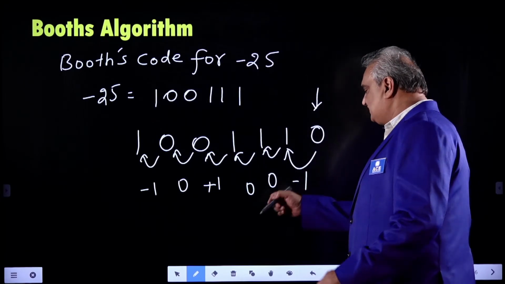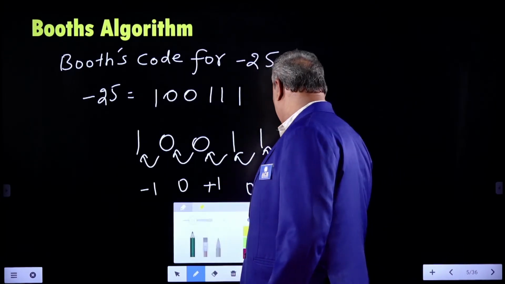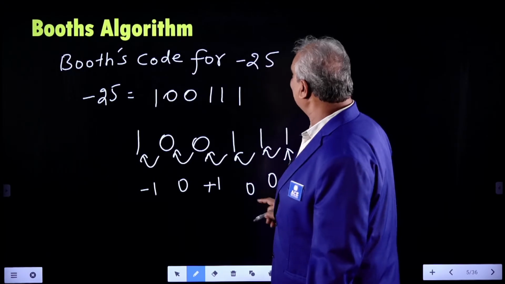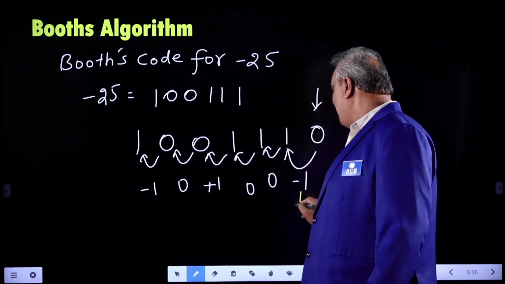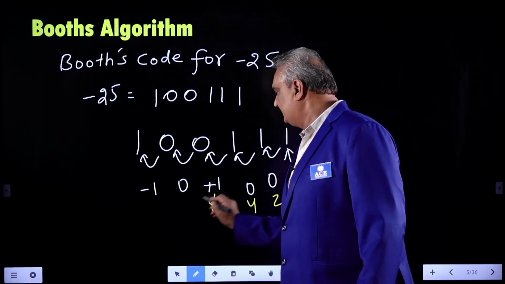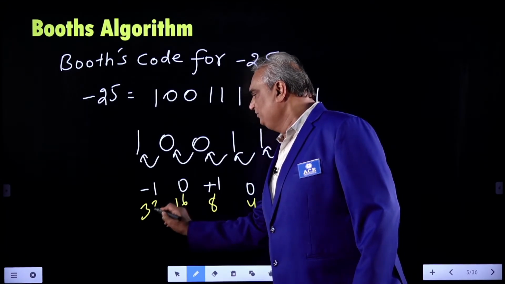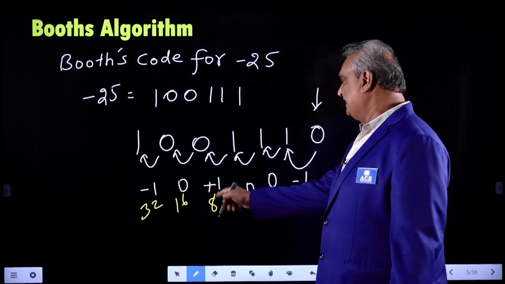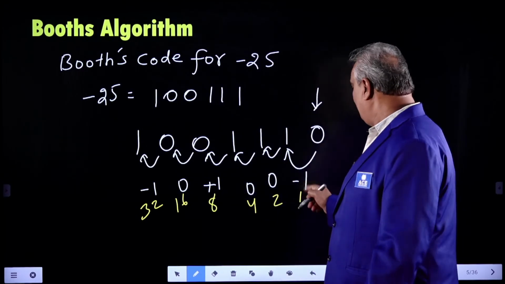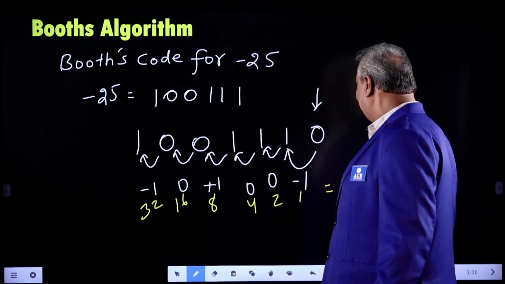If you have any doubt in this answer, a self-test is there. It is the Booth's code for -25, with weights 1, 2, 4, 8, 16, 32. Here -32 plus 8 means -24, then -1, giving -25.